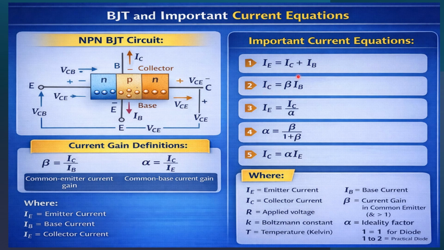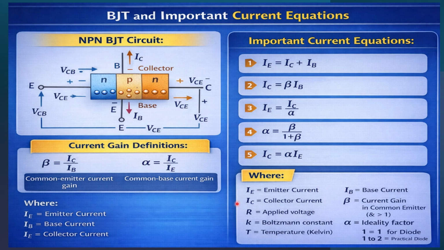So IE is equal to IC plus IB. So the total current will be IE is equal to IBN plus IC. And similarly, another equation, IC is equal to beta IB. This is one of the important equations. Also you can write alpha is equal to IC by IE. Normally alpha should be 1 and beta should be in the range of 100, 200, something like that. Alpha you can write as beta divided by 1 plus beta. This is also one of the important equations.